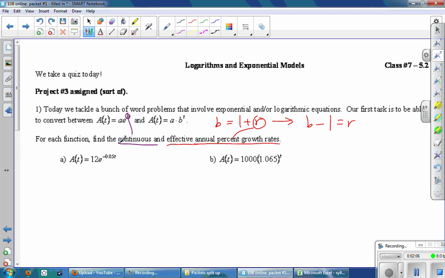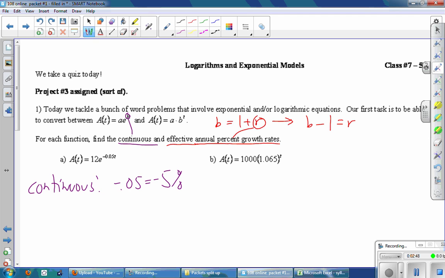So there are two problems here, A and B, and we're asked to find two rates for both. So that's four things. Now, two of them are going to be easy, and the other two we have to do work for. Let's get the easy ones out of the way. A or B, which one is easy for finding the continuous annual percent growth rate? Well, it's the one in this form, and it's the number that is k. It's right there. So the continuous growth rate here is negative 0.05 or negative 5%.